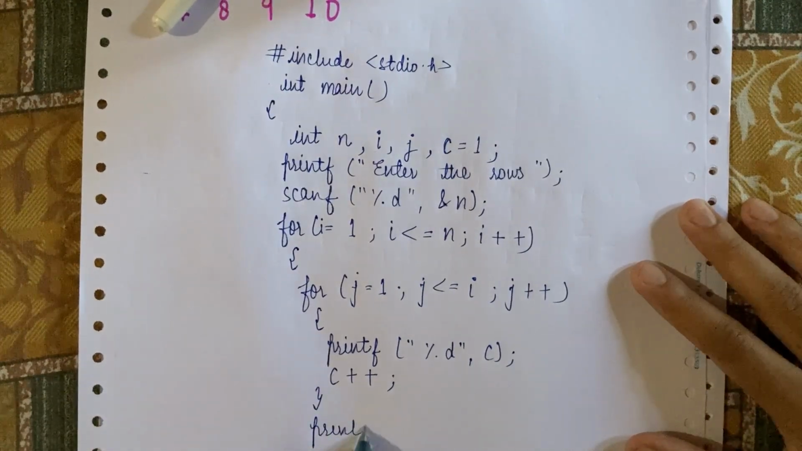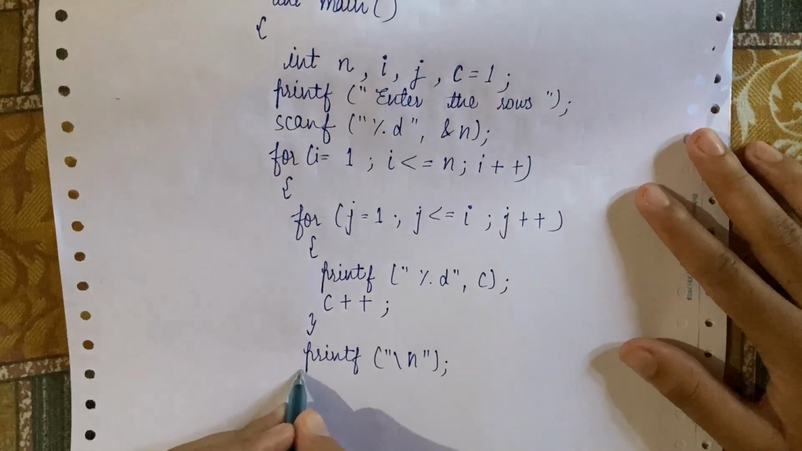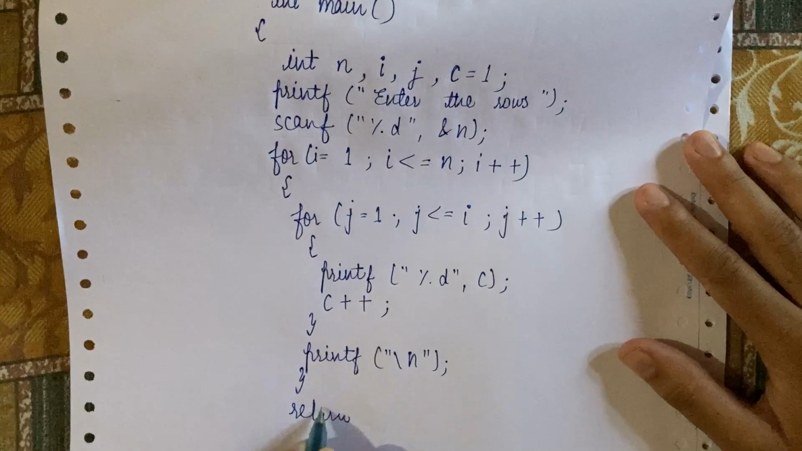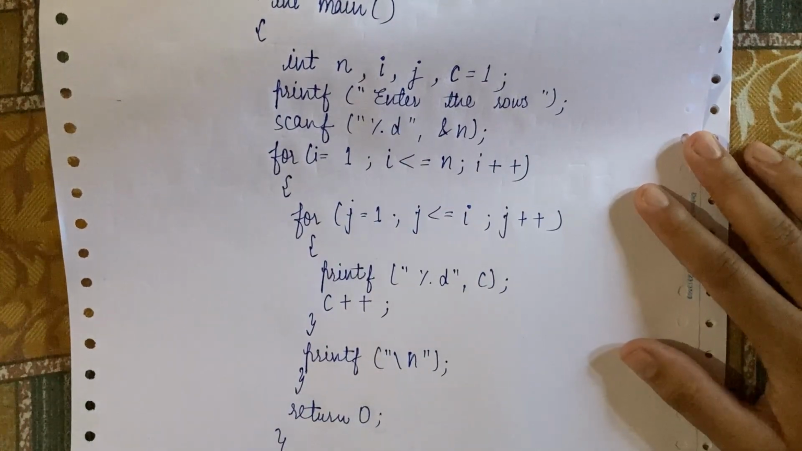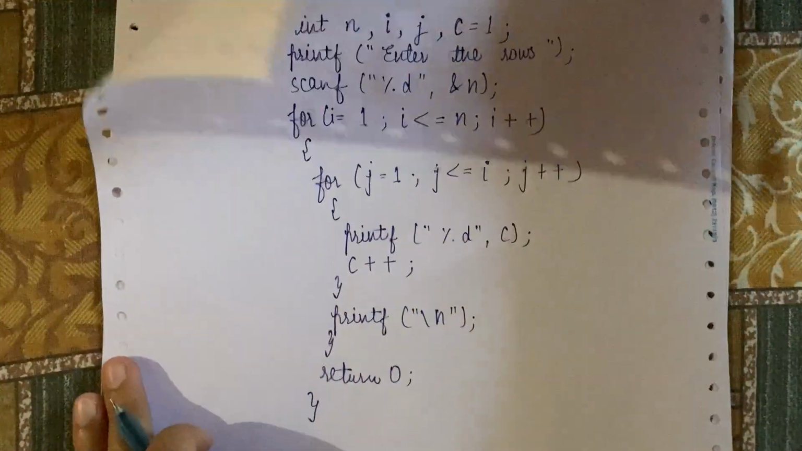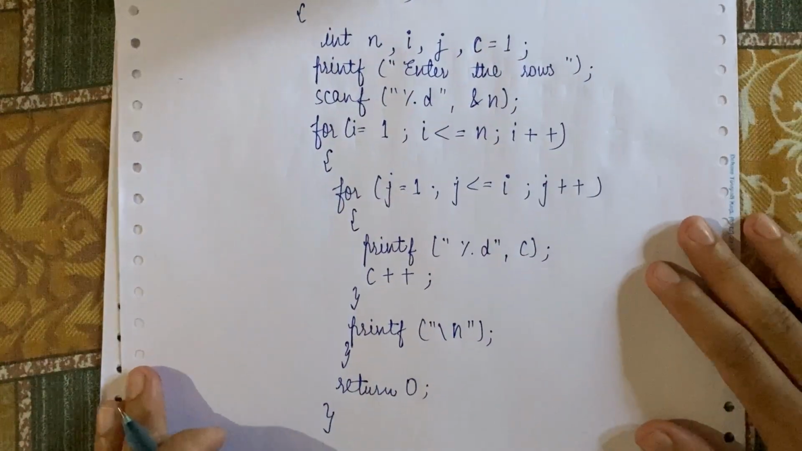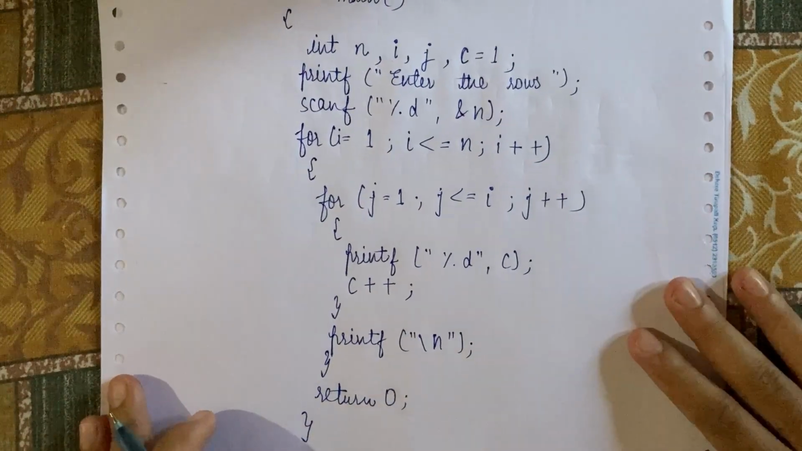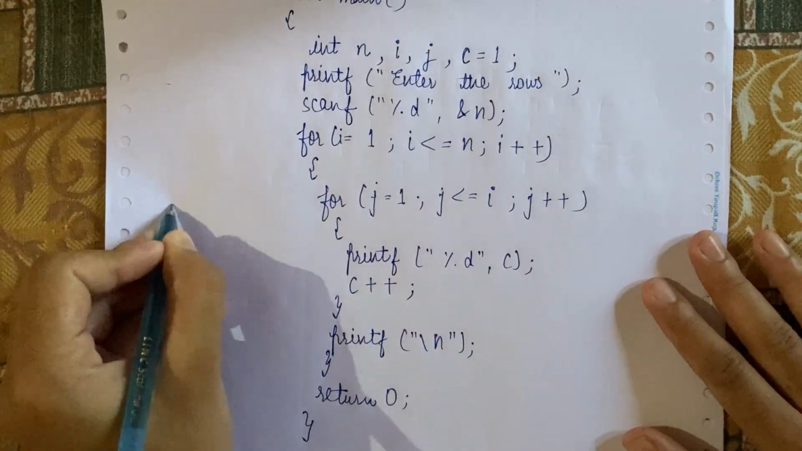Then we will move to the next line, \n, close the loop, return 0, and end the program. So we are done with writing the code here. So let me discuss the dry run so that you can understand it in a better way. So let us start with the dry run.